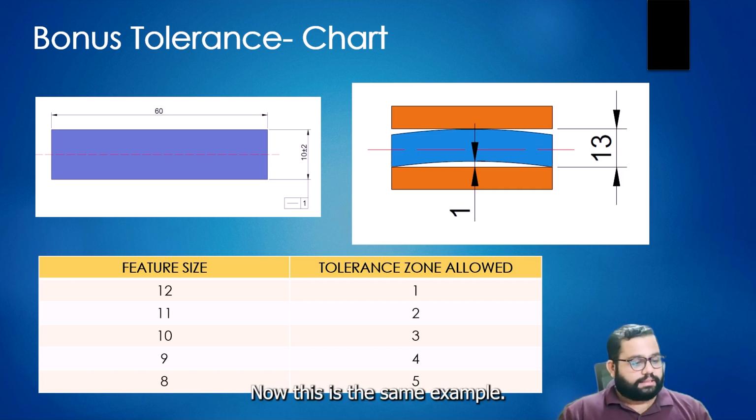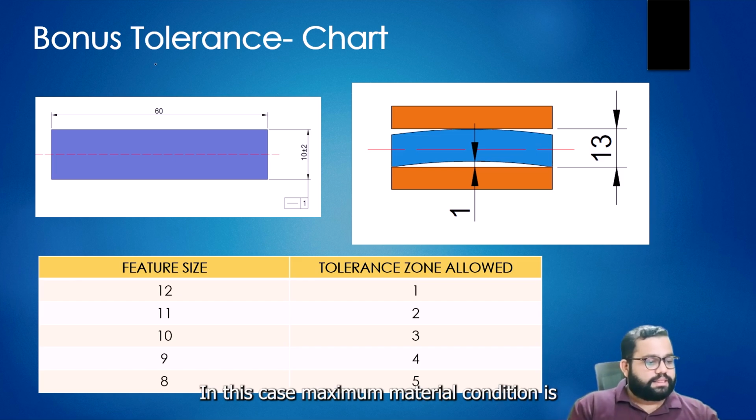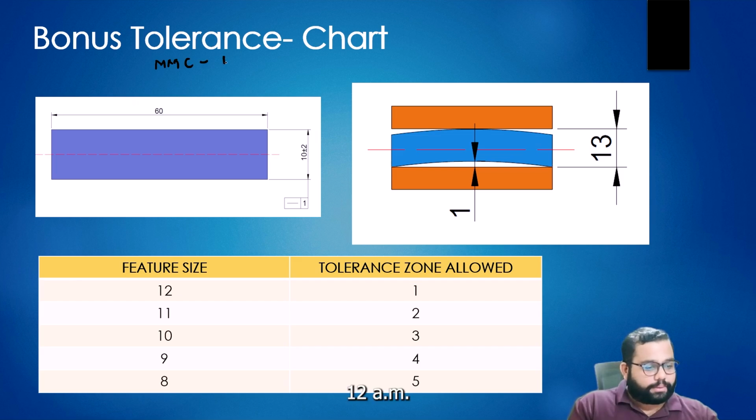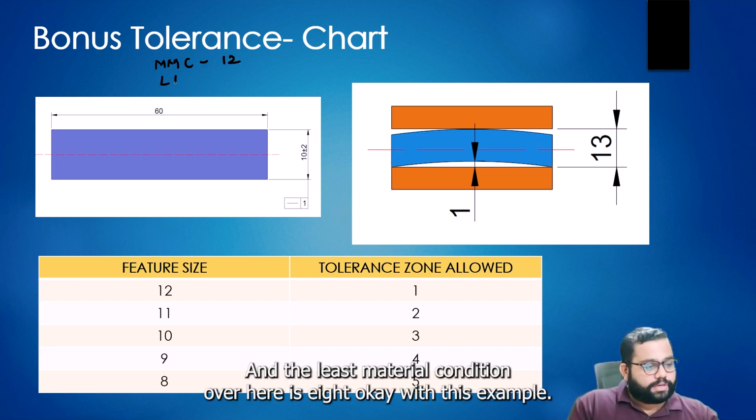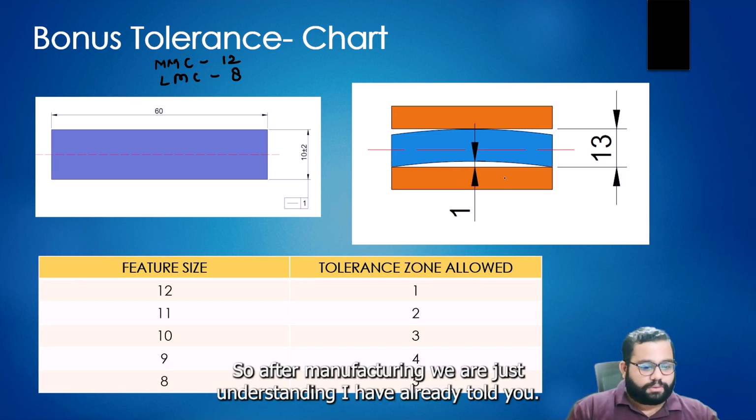Now, this is the same example. In this case, the maximum material condition is 12 mm, and the least material condition here is 8 mm. With this example, after manufacturing, we are just understanding. I have already told you.